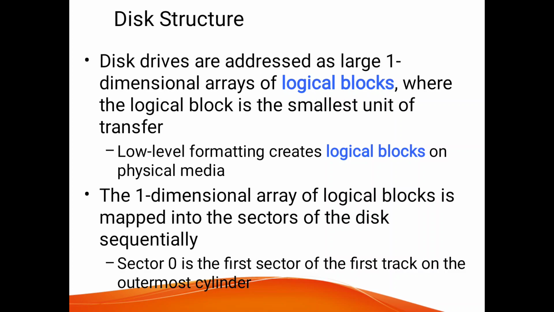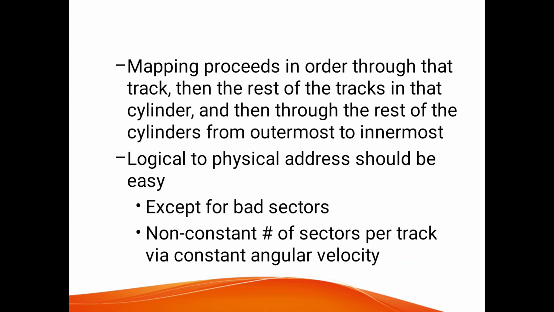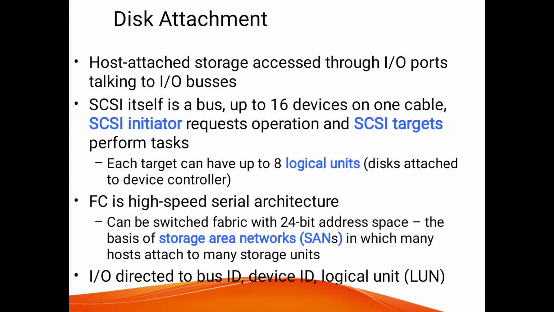The one-dimensional array of logical blocks is mapped into the sectors of the disk sequentially. Sector 0 is the first sector of the first track on the outermost cylinder. The mapping proceeds in order through that track, then the rest of the tracks in that cylinder, and then through the rest of the cylinders from outermost to innermost. The logical to physical address translation should be easy, except for bad sectors and the non-constant number of sectors per track with constant angular velocity.